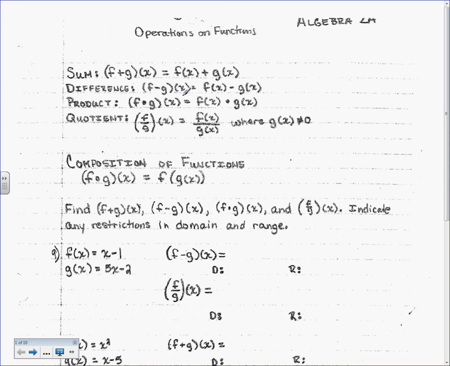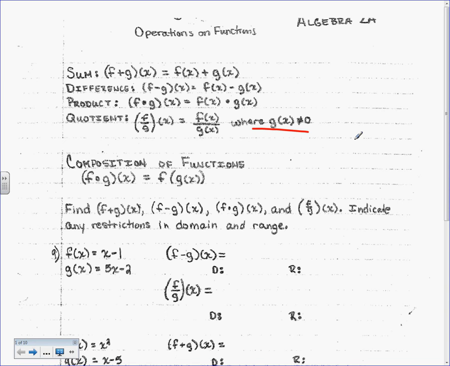Difference, f minus g of x, is pull it apart again: f of x minus g of x. Product, f times g of x, is f of x times g of x. Quotient, f over g of x, is f of x over g of x, where the denominator cannot be 0.